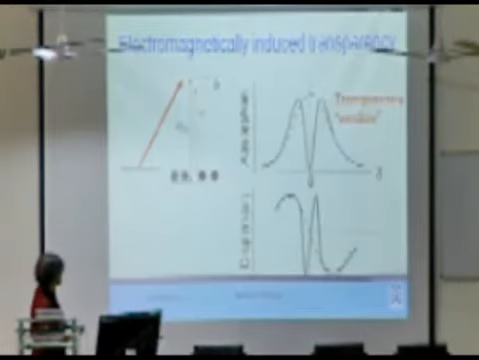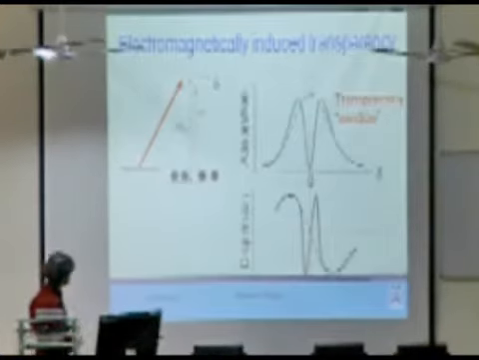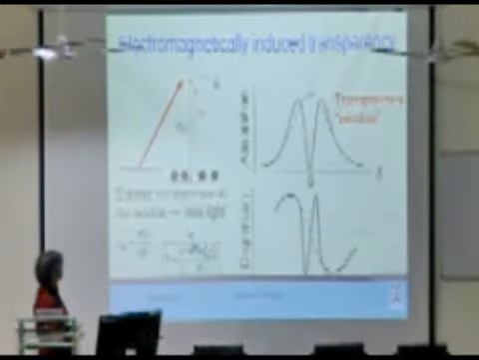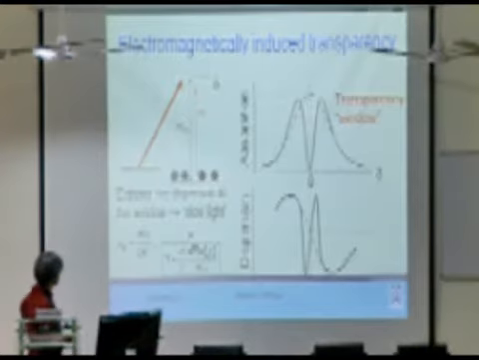Now this little window of frequency we will refer to as the transparency window, and this is possible in the presence of this control field. When the control field is turned off, it's back to square one where we started, so nothing is destroyed.